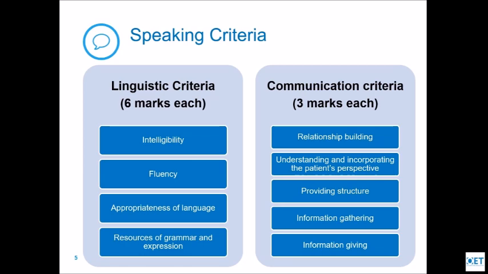The next one is information gathering, and it means collecting sufficient information to make a diagnosis. And the other one is information giving, the last criterion. It means how well you can explain or give information to the patient or the role player. These have 3 marks each. So we shall start to talk about each of these criteria in more detail in coming videos.